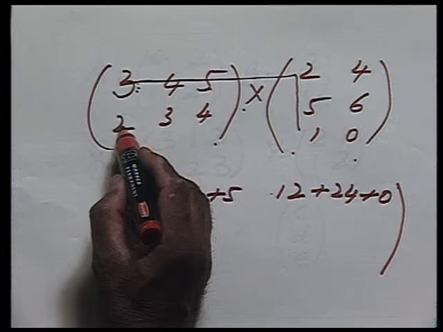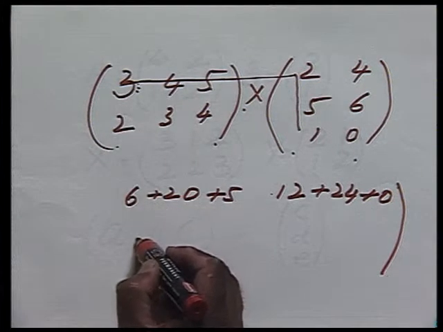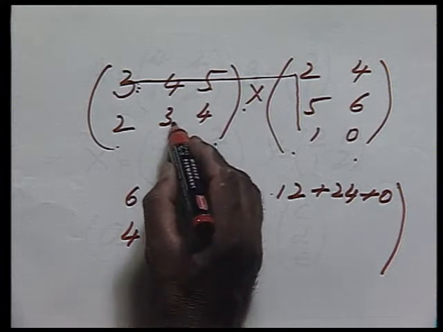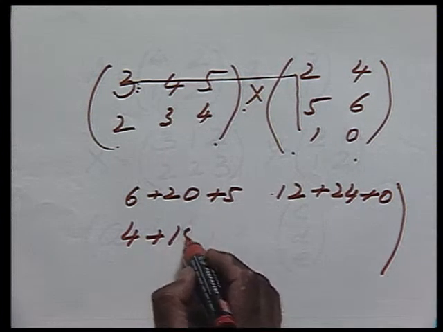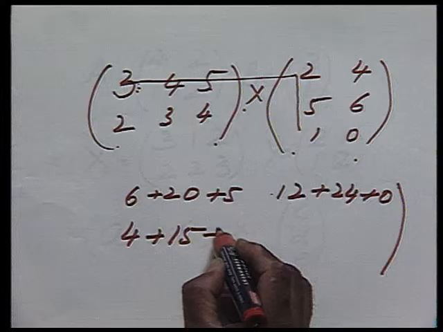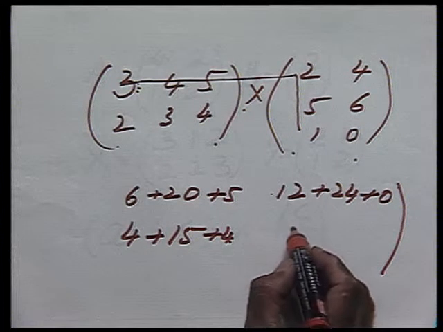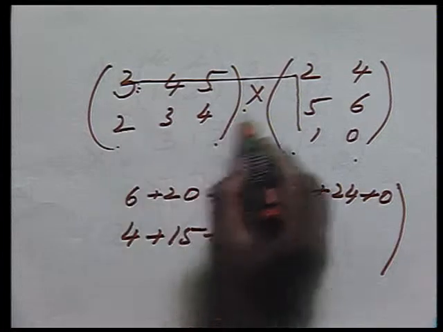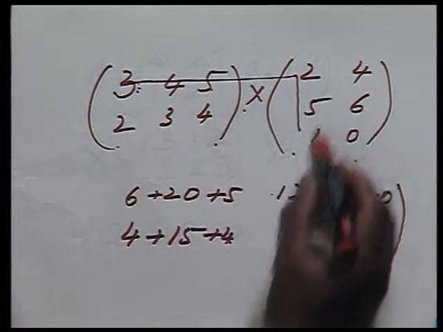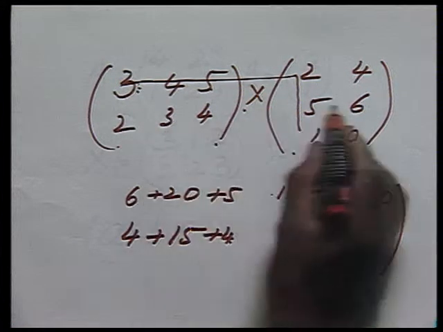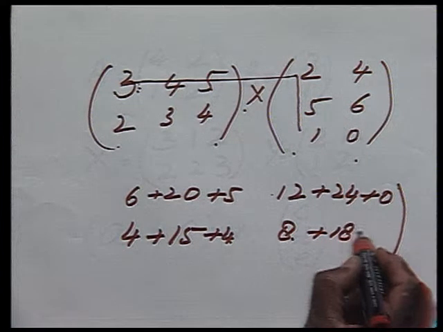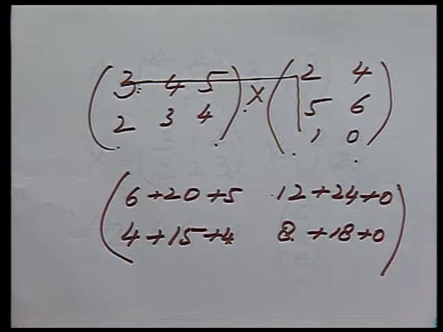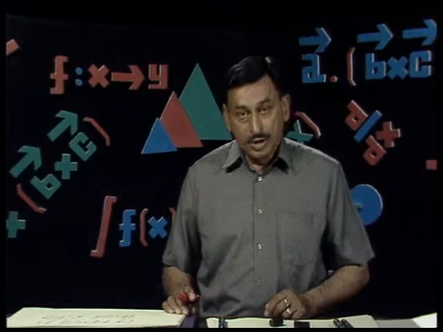Now, the second row will come here, 2 times 2 is 4, 3 times 5 is 15, 4 times 1 is 4. To get this element, this is second row second column. So, second row second column, 2 times 4 is 8, 3 times 6 is 18, and this is 0. This will be the matrix that we will be getting after multiplying these two.